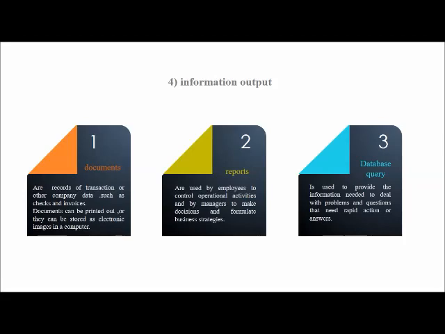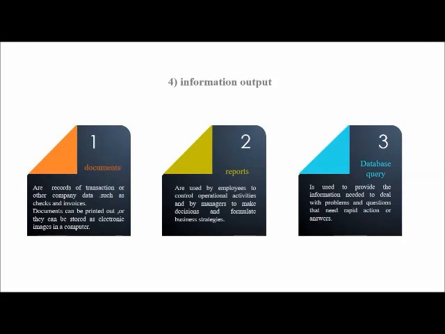The second form of information output is called reports. Reports are used by employees to control operational activity and also used by managers to make decisions and formulate business strategies. The third and final form of information output is database query. A database query is used to provide the information needed to deal with problems and questions that need rapid action or answers.